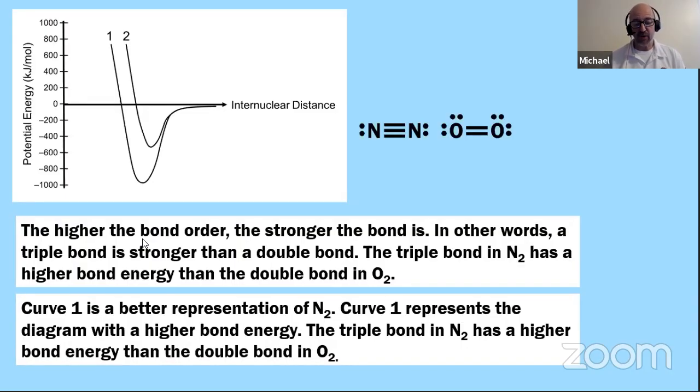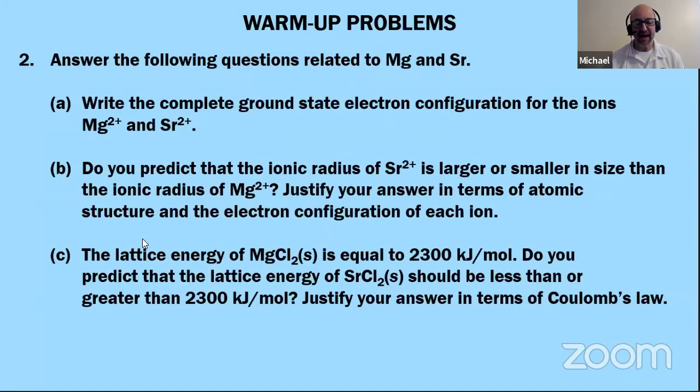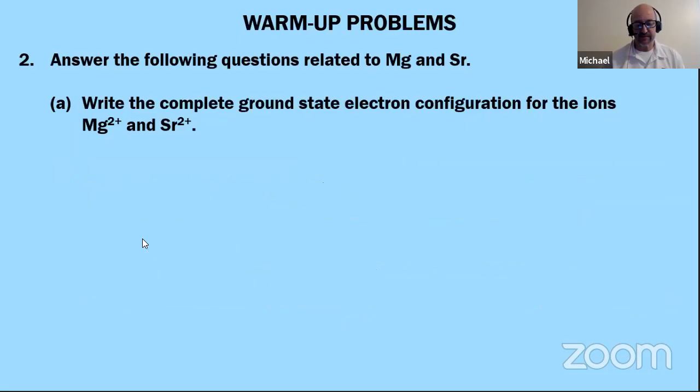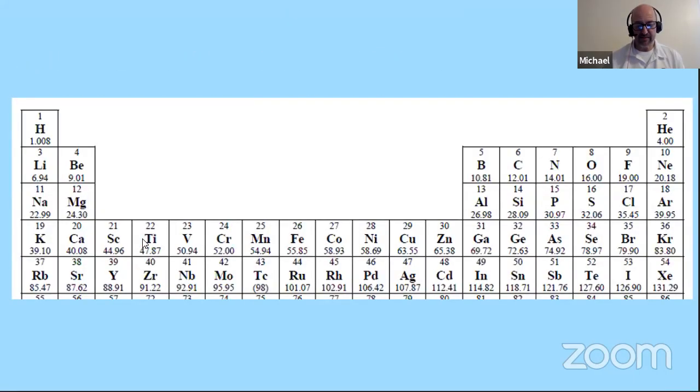All right, we had another problem from yesterday for homework, and this had to do with magnesium and strontium. Part A, write the complete ground state electron configuration for the ions magnesium 2+ and strontium 2+. So again, on your periodic table, you can find magnesium. And if you were to write the electron configuration of magnesium, it might look something like this.